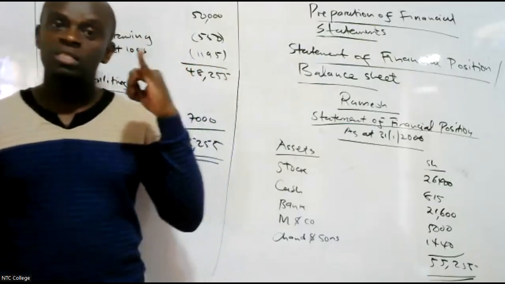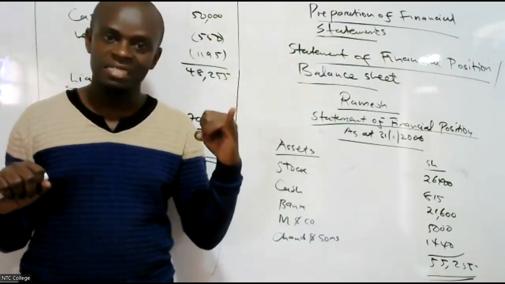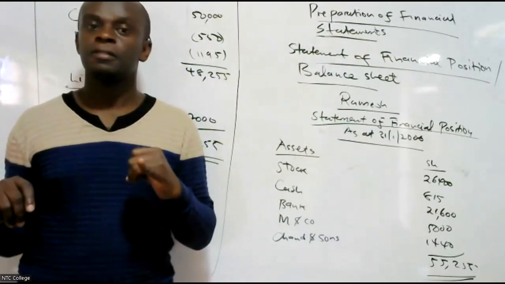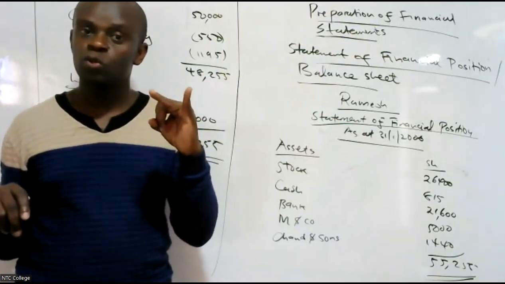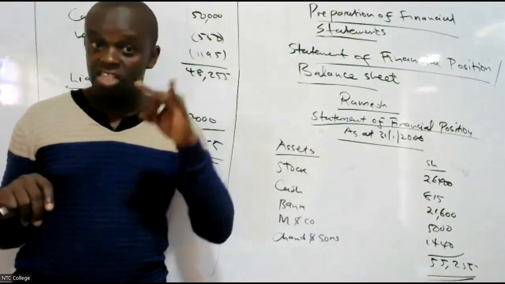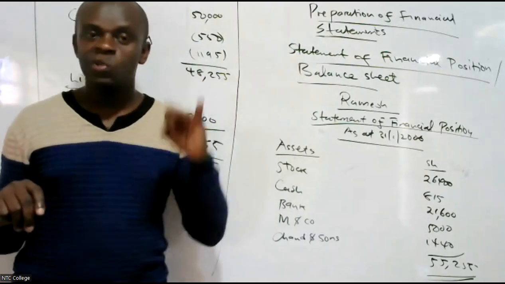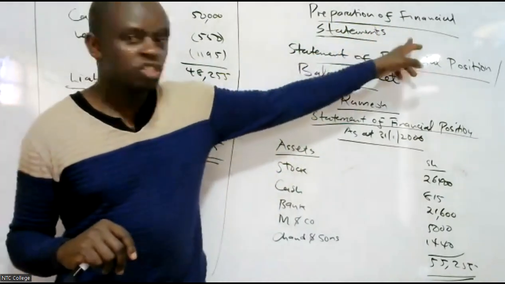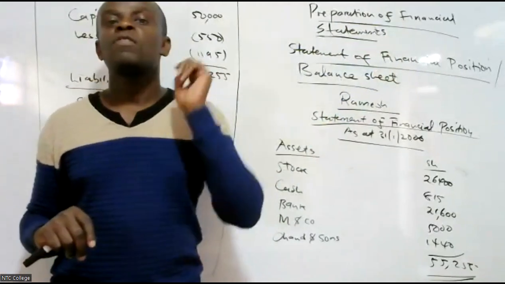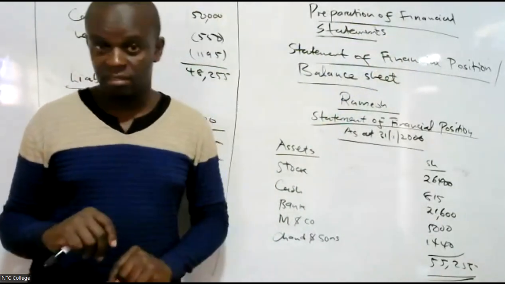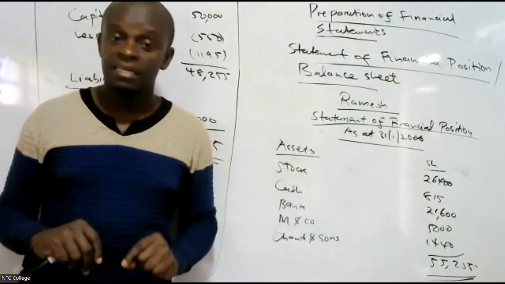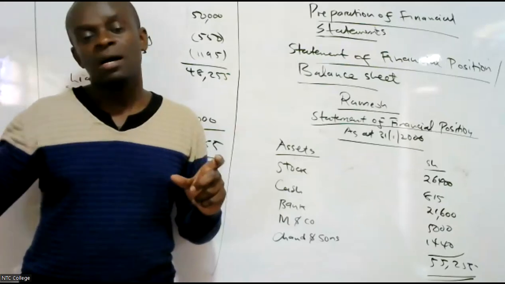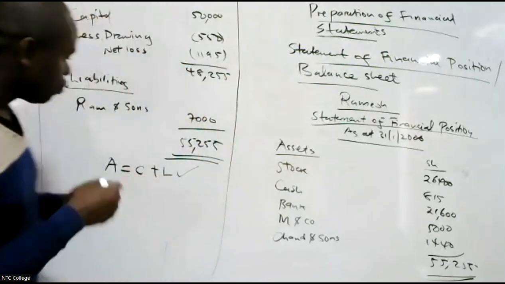From journals, which are the books of original entry, where you enter data at the first point of entry, you record them into the ledgers. From the ledgers, we go to the trial balance. From the trial balance, we go to financial statements. And your financial statements must balance. To confirm that they are balancing, your assets must be equal to your capital and liabilities. And that is what is here.